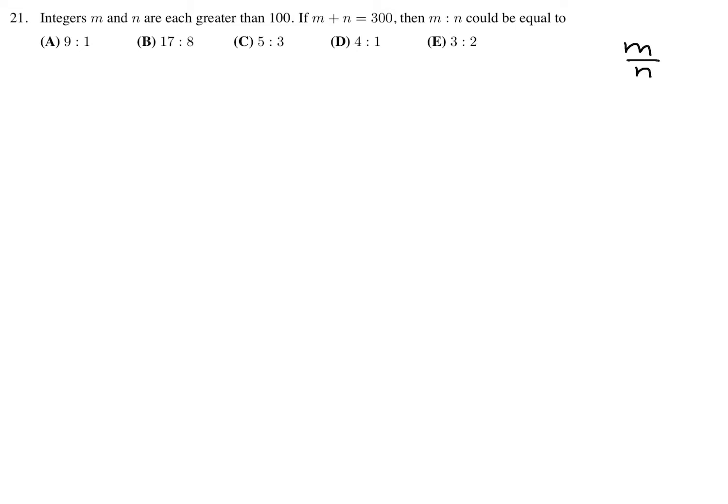All right, this is what I call a time drainer. And on math contests, you have a limited amount of time, right? You only have an hour to get through 25 questions. It's not a lot of time at all. And this one is going to drain at least 6 minutes of your time, which is unfortunate.